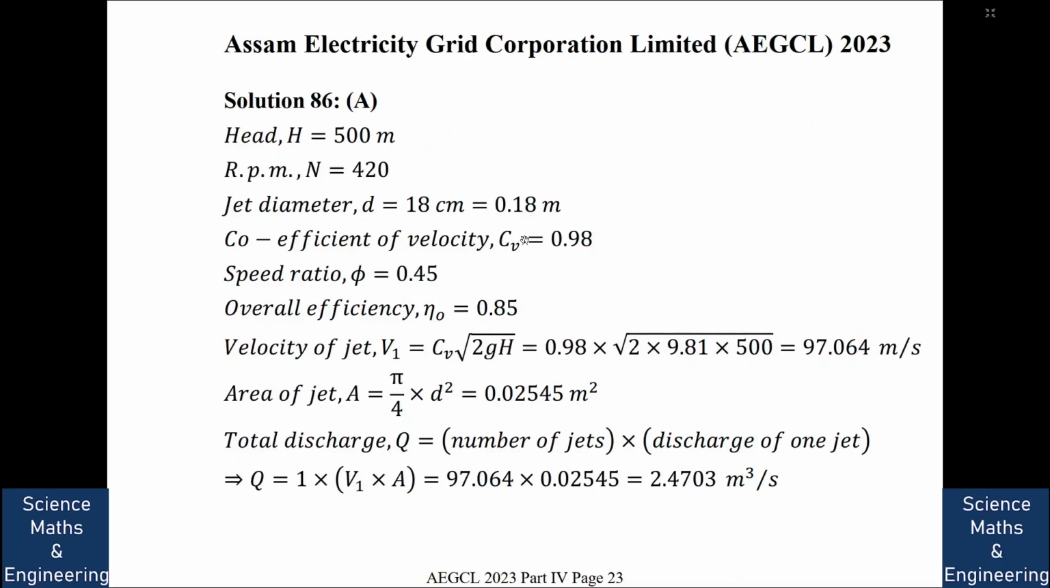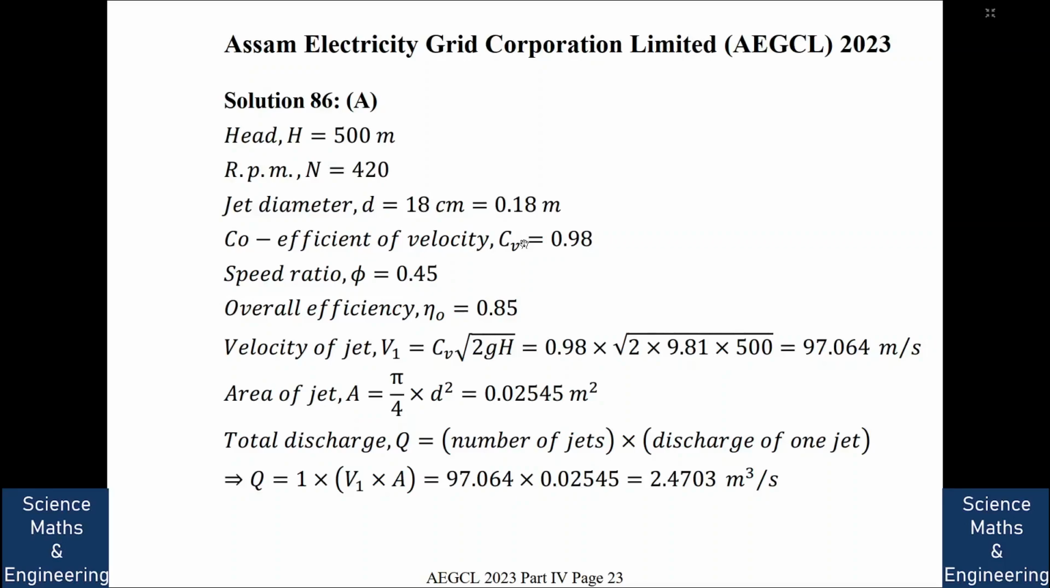So we know the head, we know the RPM, we know the jet diameter, we know the coefficient of velocity, and we know the speed ratio along with the overall efficiency. Now velocity of the jet V1 is equal to CV into root over 2gh, which we get as 97.064 meter per second. Now area of the jet is how much? It is equal to pi by 4 into d square, which is equal to 0.02545 meter square.